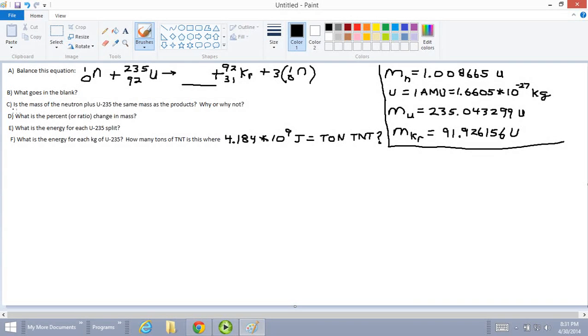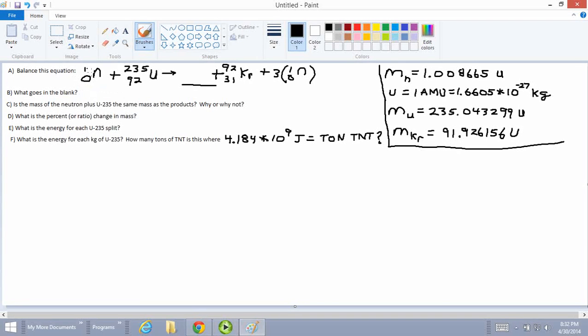Part B of the problem: is the mass of the things you start with the same as the mass of the things you end up with? Why or why not? What is the change in mass? What is the energy for each uranium-235 split? And what is the energy for each kilogram of U-235 that is split? And convert this to tons of TNT, just to give us an idea of how much this stuff is. Part A, balancing the equation.